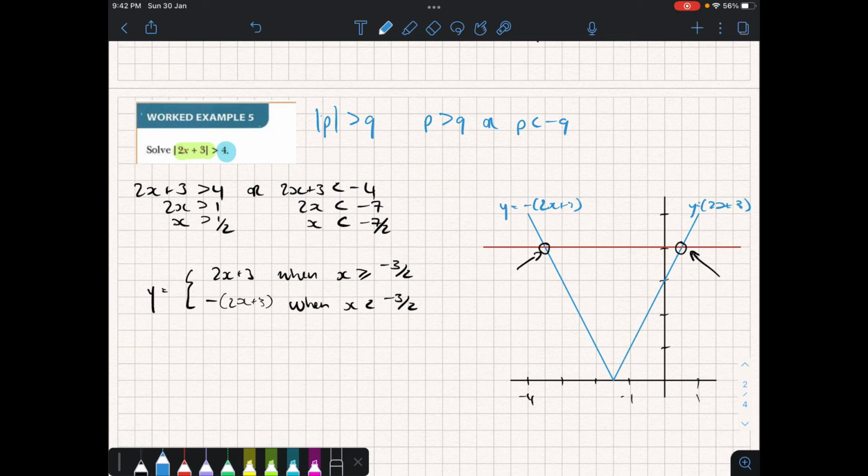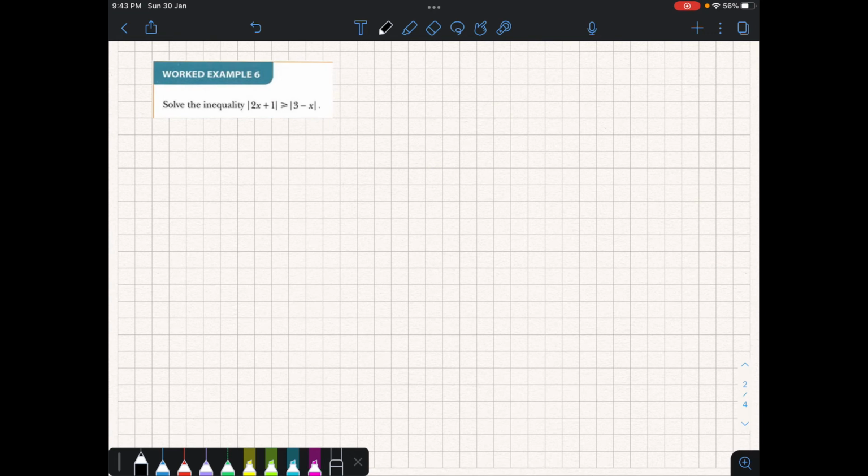are equal to 3. So to finish off our graphical one, we could say we want to know when the graph is greater than the red line, and we could see that happens when x is less than this value, or in other words, when x is less than minus 7 over 2. And alternatively, this is also when it is greater than a half.